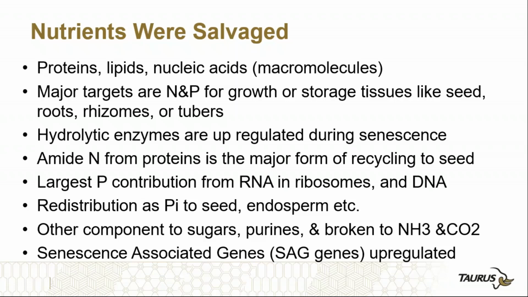The actual genes carry the code, but the messenger RNA is used to transfer that code to what are called the ribosomes to make the protein. So that's what the plant puts a lot of into the seed. The phosphorus is redistributed to the seed coat and the endosperm. And I'll talk about that specifically because there's a problem there. Other components are broken down and senescent associated genes are upregulated.